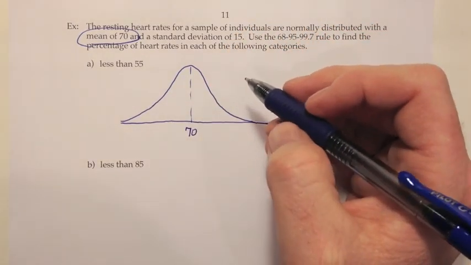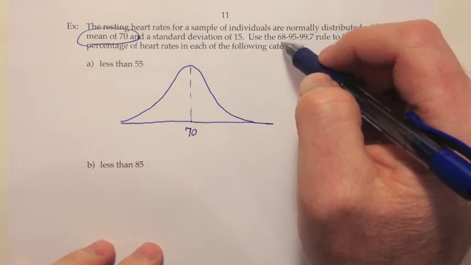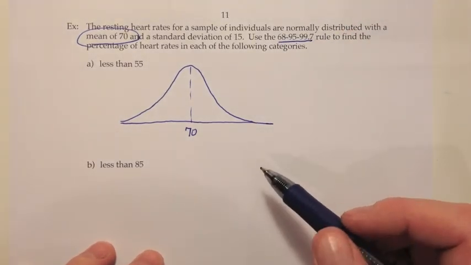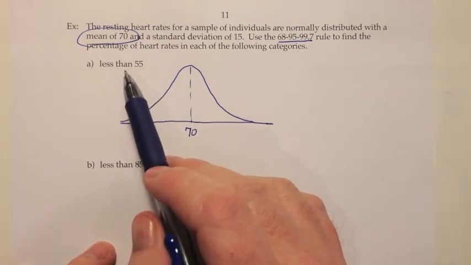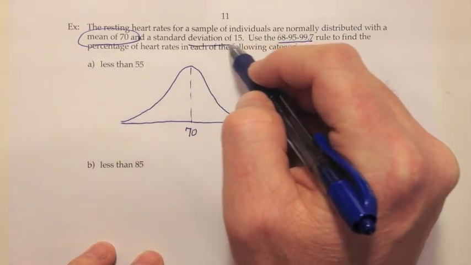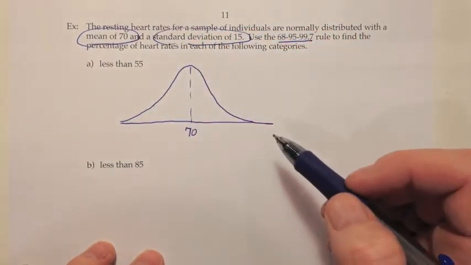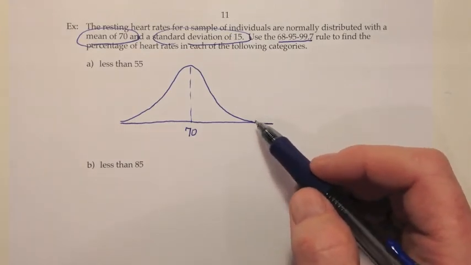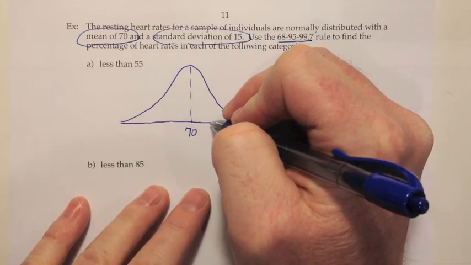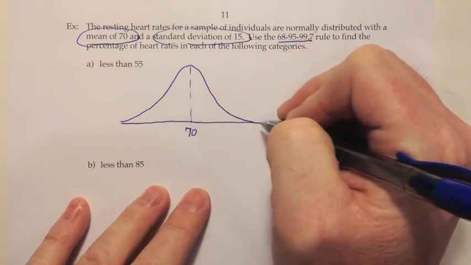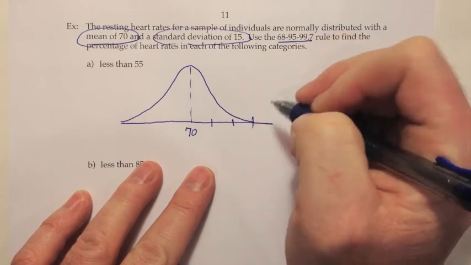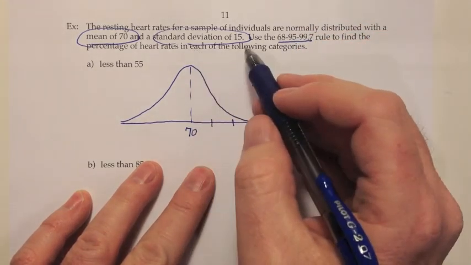And then the next thing I would do to start thinking about the 68, 95, 99.7 rule, or the empirical rule, is I would want to count using the standard deviation of 15 in each direction till I got 3 standard deviations on each side, and that would be about the flattening out spot. So I want to think about making 3 tick marks to get to the flat spot. 1, 2, 3. And that should be about 3 standard deviations.